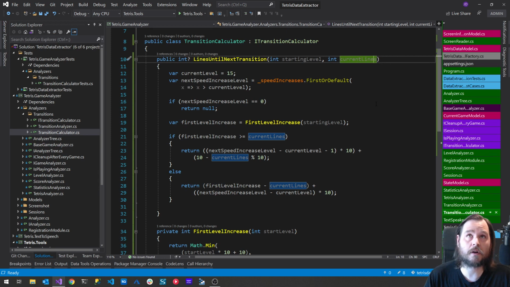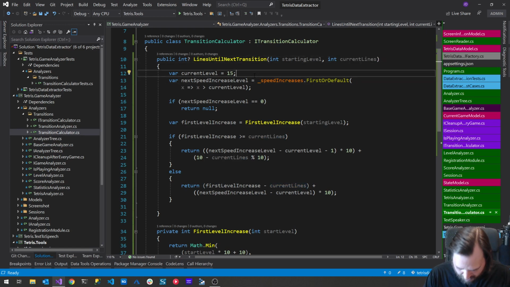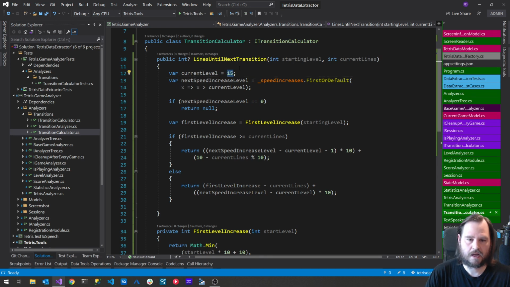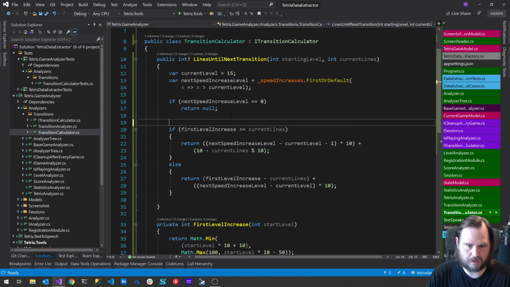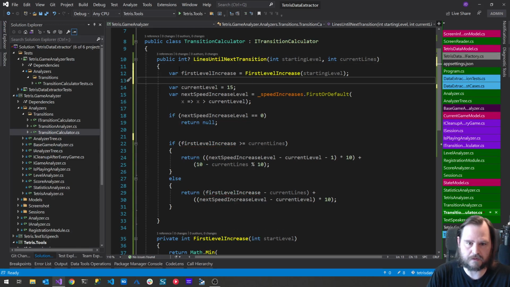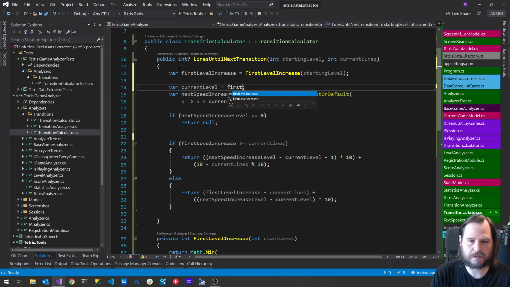It's much more computationally heavy to extract the data from the screenshot than it is just to do a simple arithmetical calculation here. So let's just get our current level, and we're going to do this up here. Our first level increase is this. Current level equals first level increase is greater than current level.